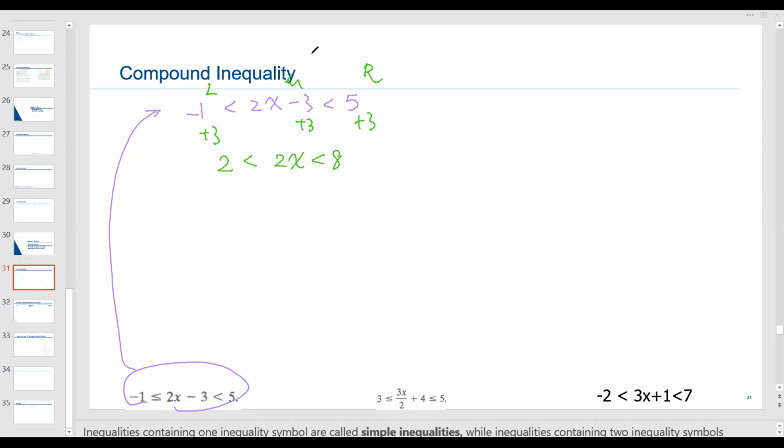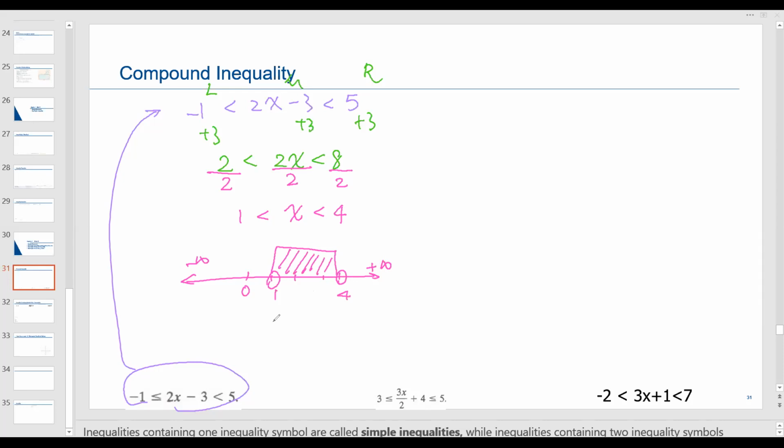Let's continue. We want to make the coefficient of x become 1, so we need to divide by 2. 2 is a positive number, so we don't need to change the alligator mouth. Left, middle, and right are all divided by 2. So you get x, here 4, here 1. So you got the answer. When you graph, 0, 1, 2, 3, 4, from 1 to 4, both not including. So in between these two, that's it.